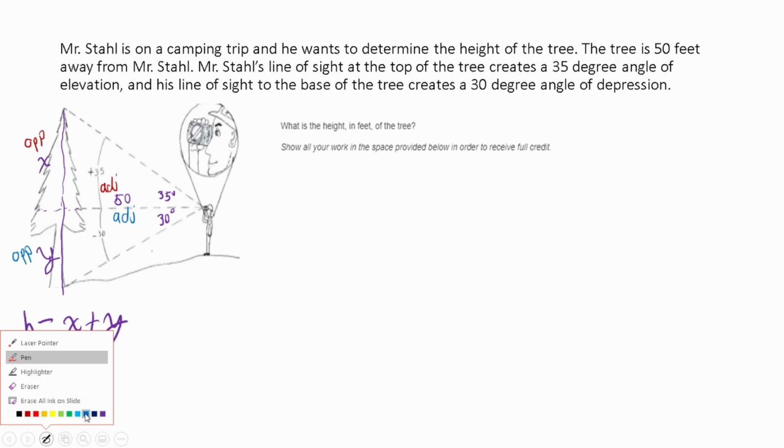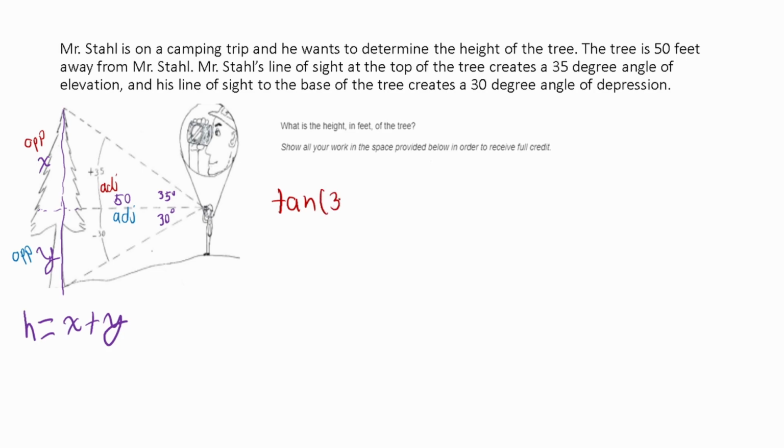So let's set up our 35-degree angle one first. So opposite and adjacent, that uses tangent. So SOH CAH TOA. So we're going to say tangent of, we know our angle measure, it's 35, because we're doing the top one first, is equal to my opposite, which is x, over my adjacent, which is 50. So that's one. We set it up.